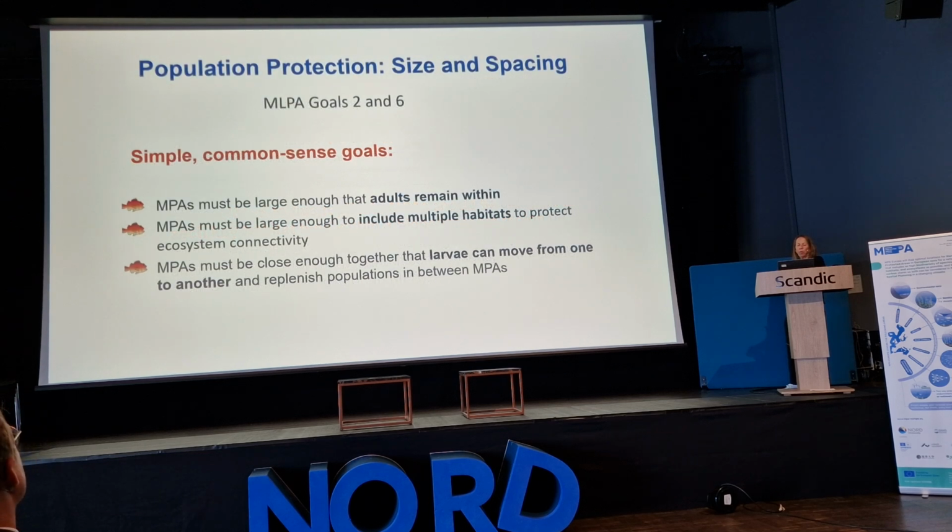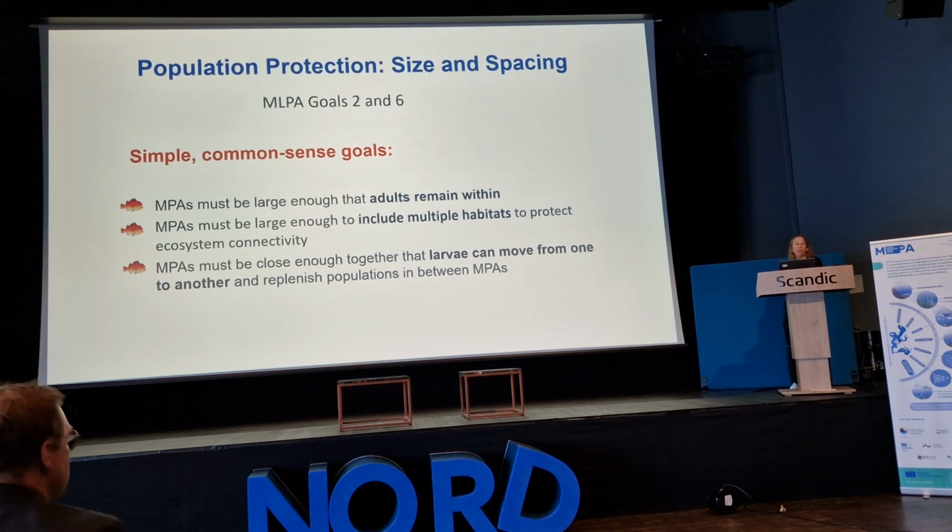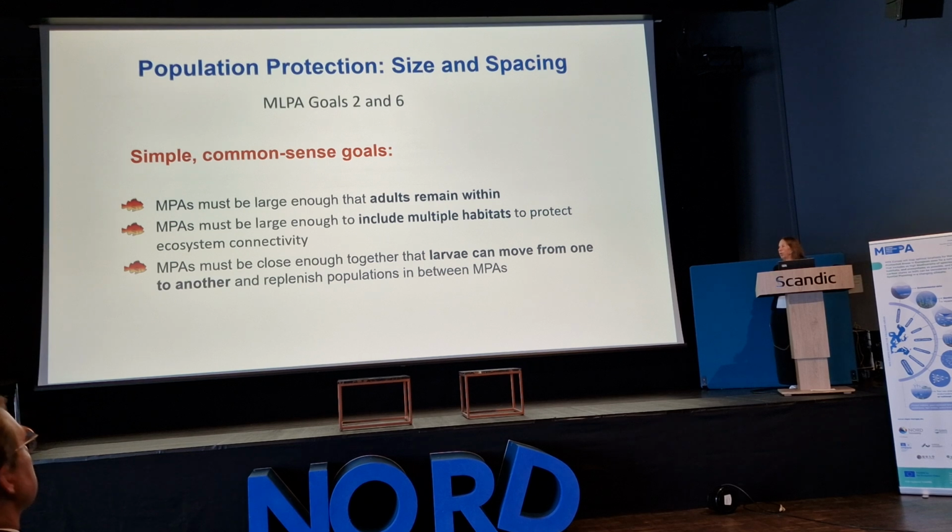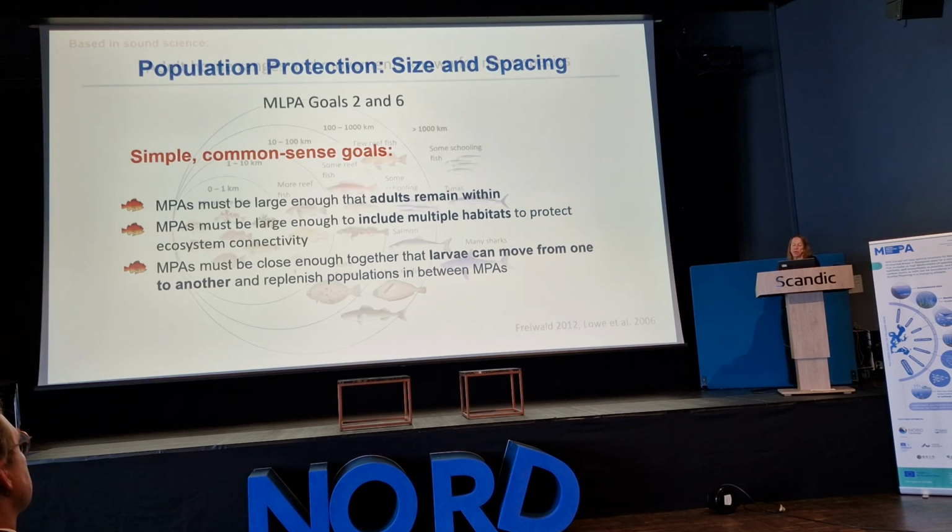Another example, population protection, MLPA goals 2 and 6, designing as a network. Size and spacing are important. The rationale is here. MPAs should be large enough that adults stay within them, at least for a portion of their life. They should be large enough to include multiple habitats. And in terms of spacing, they should be close enough together that larvae can move from one to another and replenish the populations, both within the MPAs and in between areas.